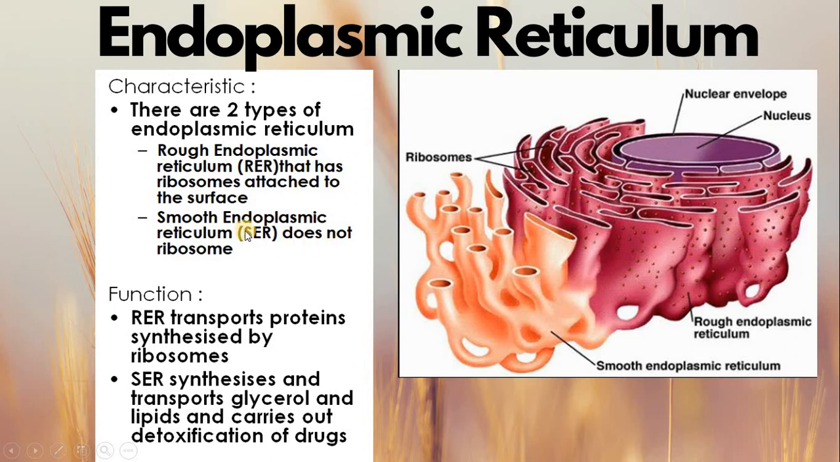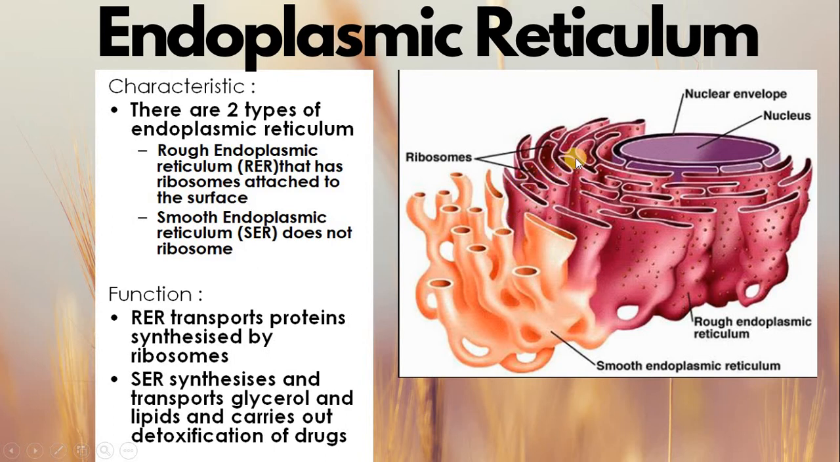It does not have any ribosomes. So how do we differentiate between these two endoplasmic reticulum? We have to look at the ribosomes. If the ribosomes are attached to it, this is the rough endoplasmic reticulum. For SER, the ribosomes are not attached to it. Make sure you can differentiate between these two.